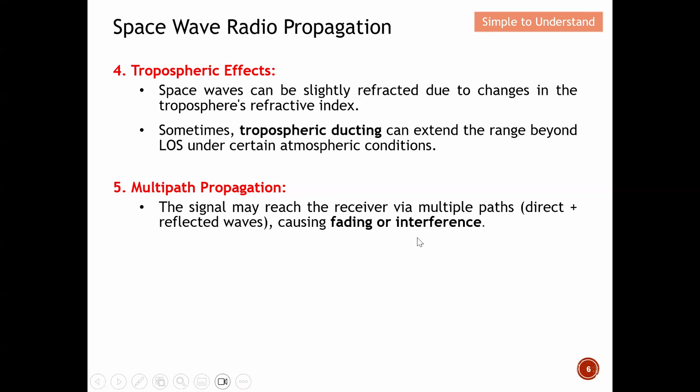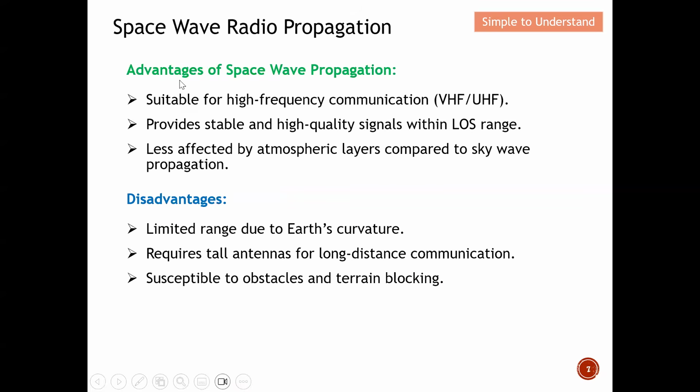Coming to the advantages and also the disadvantages of space wave propagation. Space wave propagation is suitable for high frequency communication, for the very high frequency and ultra high frequency range. They provide very stable and high quality signal within the line of sight range, which means that as long as you guarantee line of sight, they provide a very stable and high quality signal. They are also less affected by atmospheric layers compared to skywave propagation. Basically these are the advantages of space wave propagation.